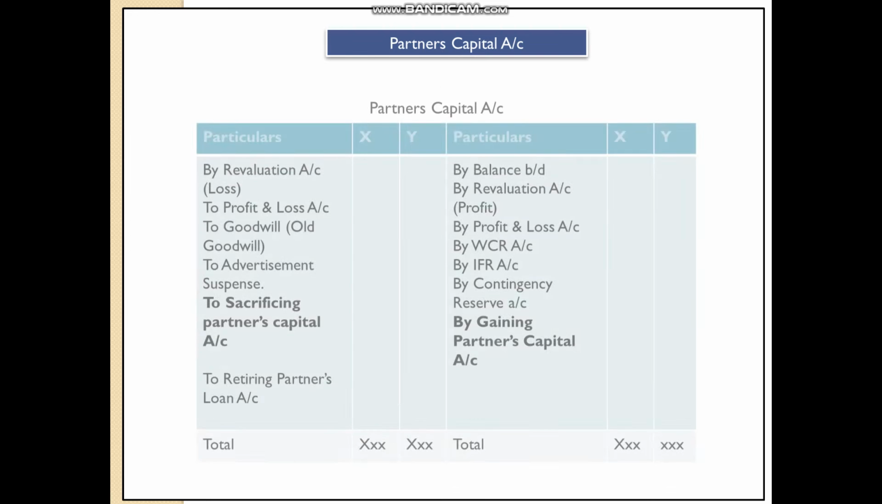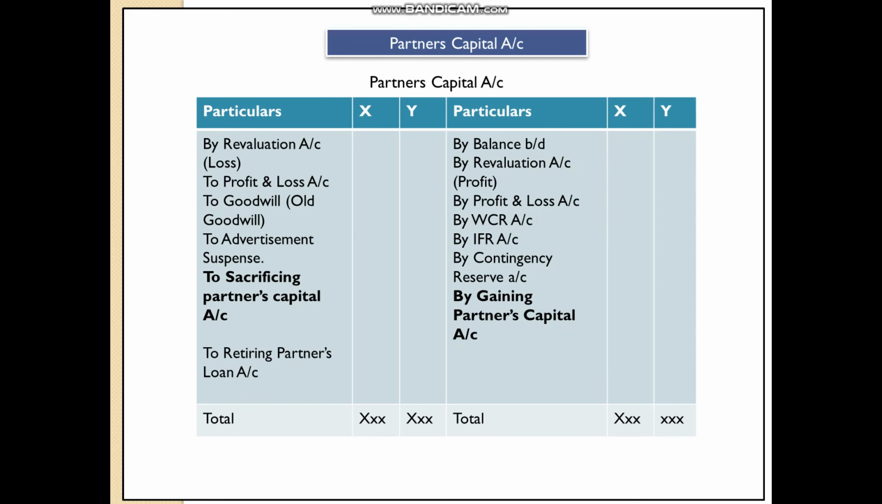So the partners' capital accounts look like this. First, capital balances. Second, revaluation profits or losses. Then the balance sheet asset side items; if they appear, we will transfer them to the debit side of the partners' capital. Then reserves and profits are transferred to the credit side. Then the goodwill adjusting entry, gaining partner to sacrificing partner, and then we will transfer the balance of the retired partner to the loan account. So I have given a brief overview of the partners' capital account.